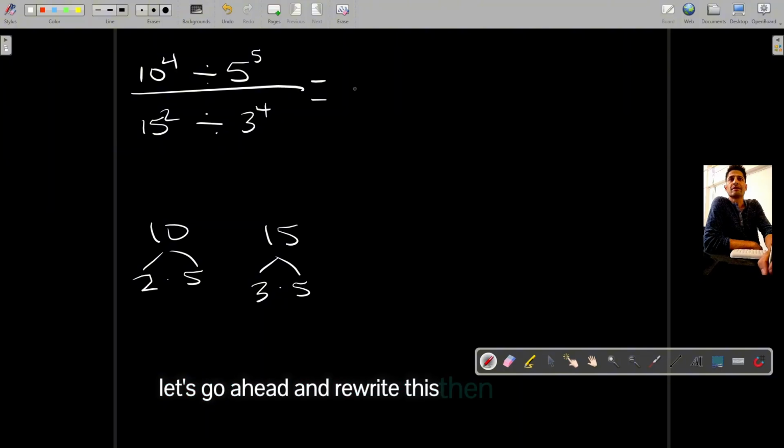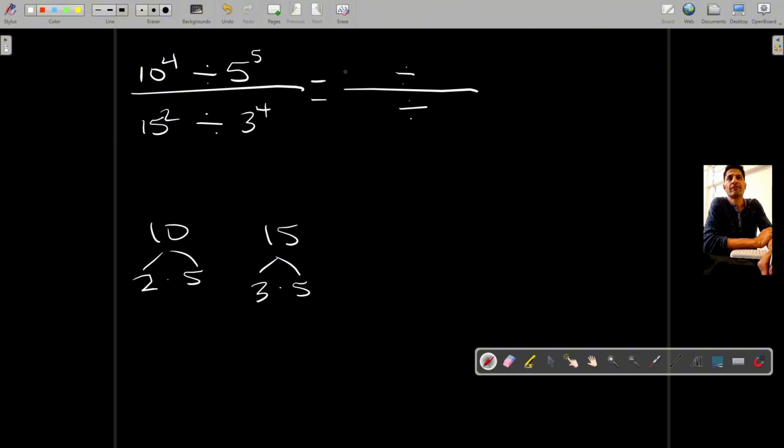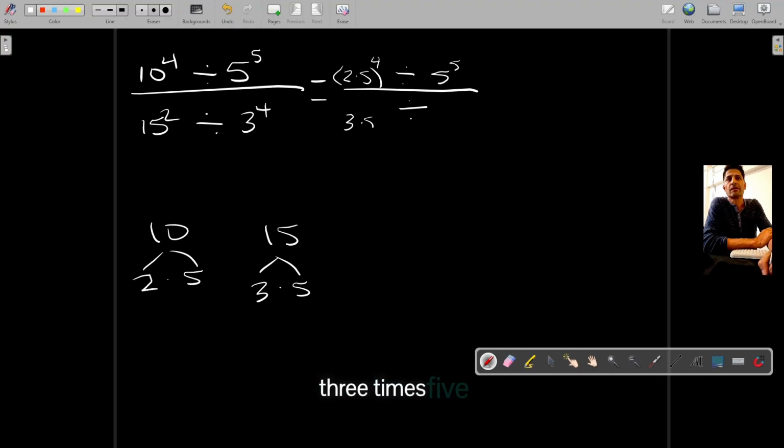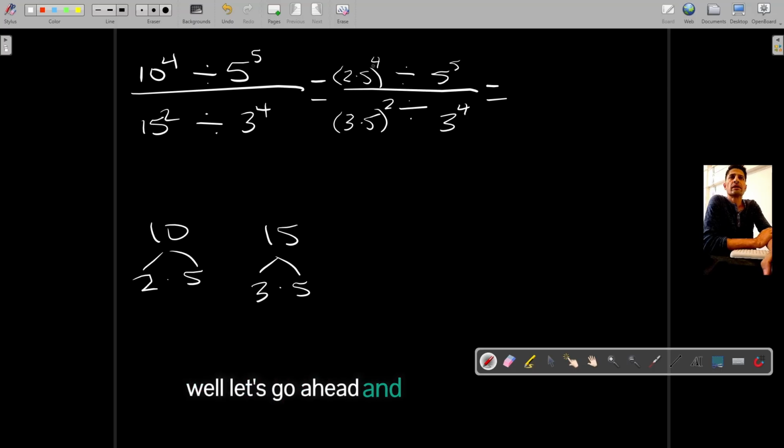Let's go ahead and rewrite this then. 2 times 5, and that is all going to be raised to the 4th power. And we've got 5 to the 5th. And we've got 3 times 5, all of that raised to the 2nd power. And we've got 3 to the 4th. Well, let's go ahead and distribute this power.